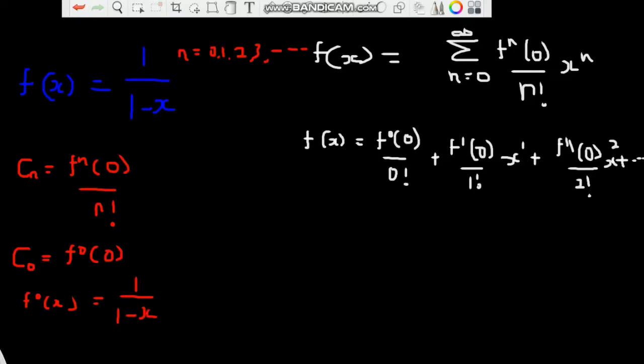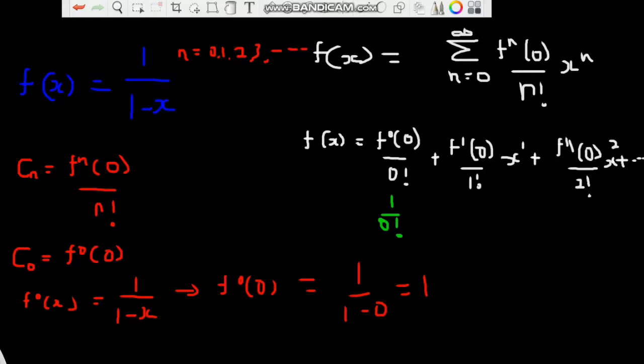And therefore the zero derivative of the function at 0 will be 1 over 1 minus 0, and this will give us 1. So we have our first coefficient to be 1. Let me write that down here. I have 1 here, because if you do 1 over 0 factorial, we will still get 1. So that's why I chose to write it as 1.